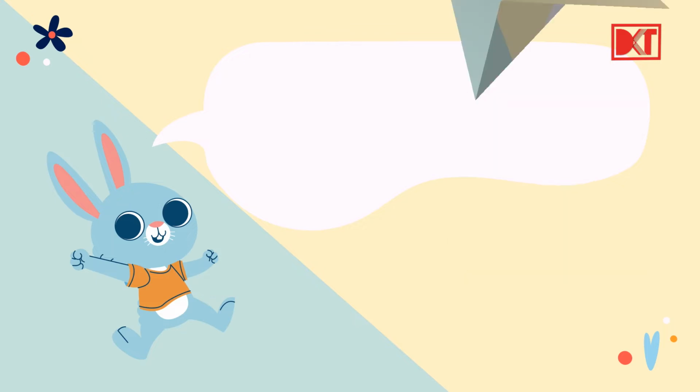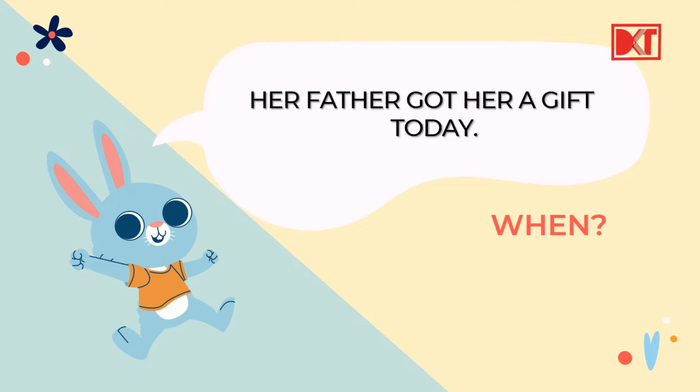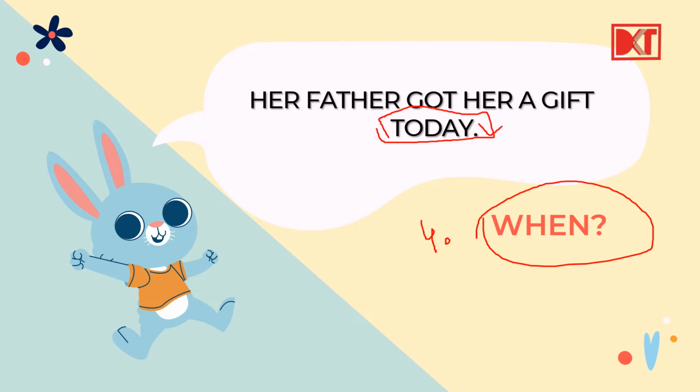Now next, this sentence is her father got her a gift today. So this sentence is answering the question when. You see, her father got her a gift today. When did he get her a gift? Today. The question being answered is today. The fourth point is when and father got her a gift today. There are different kinds of questions being answered in each sentence.